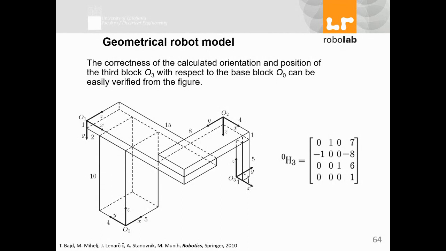Okay, so geometrical robot model. In this case, the correctness of the calculation of the orientation and position of the third block O3 with respect to the base block O0 can be easily verified from this figure. So what I can do also, I can look from this position to this position and see how I can rotate it to get to this point, just by checking X in this direction.